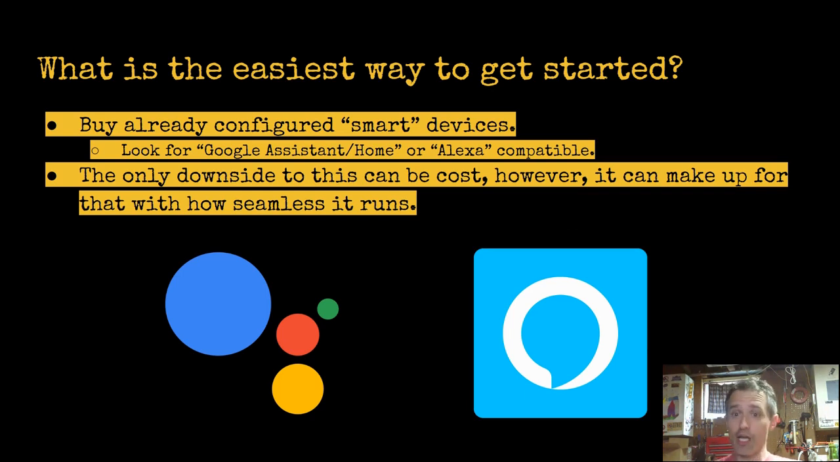So you would search "smart" and then whatever you're looking for. I'll give examples in just a minute. And look for Google Assistant or Home or Alexa compatible. And now my Alexa's listening to me. You might hear it talk back. Alexa compatible devices.